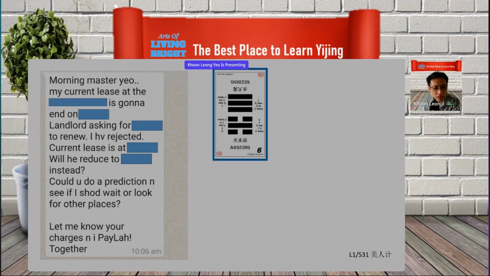Okay. So this client wrote to me, say, morning, Master Yo, my current lease at this place is going to end on a certain date, and then the landlord is asking for many, many times more to renew. I've rejected. Current lease is at this price. Will he reduce to this price? Could you do a prediction and see if I should wait or look for other places? So I got a gua for her, sorry, for her. And it's 天水讼. Okay, 天水讼.